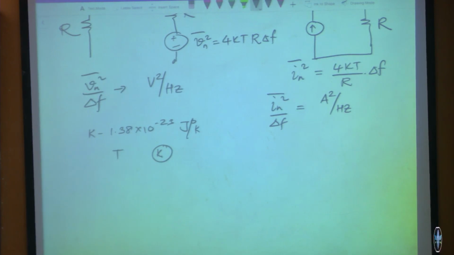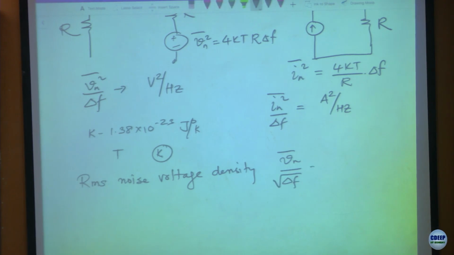Now, you also define RMS noise voltage density or current density, and generally that is defined as Vn divided by square root of delta F. So that will be equal to the square root of 4 kT R, okay. And here the unit is Vrms divided by root hertz. Sometimes you see root hertz, sometimes you will see V square. So, I just wanted you to be familiar with all these numbers, okay.